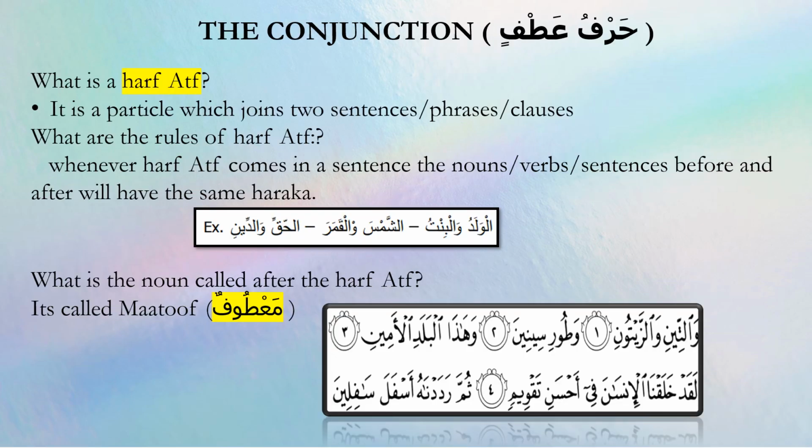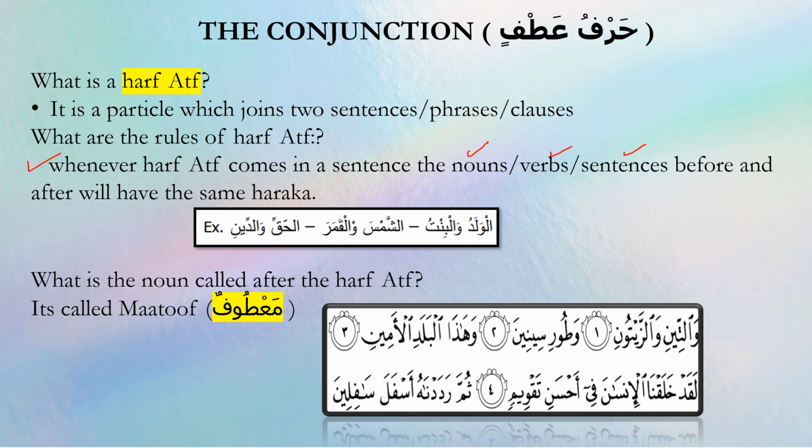Next is Harf Atf. It is a particle. In Arabic, we have three divisions, that is the Ism, Fi'l and Harf. As the name suggests, the Harf Atf also falls under the particle or the Harf. And harfs are always mabni in Arabic. They don't change their harakas or their structure. There are two rules regarding Harf Atf. The first one is whenever you see a Harf Atf, the noun or the verbs or the sentence before and after will follow the same i'rab.